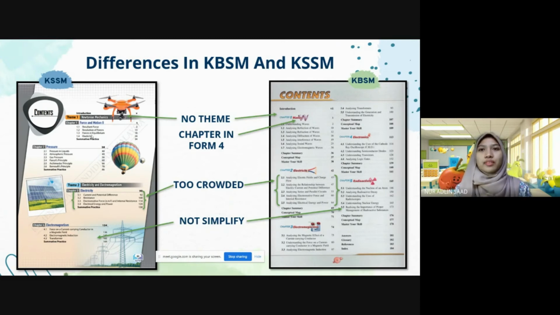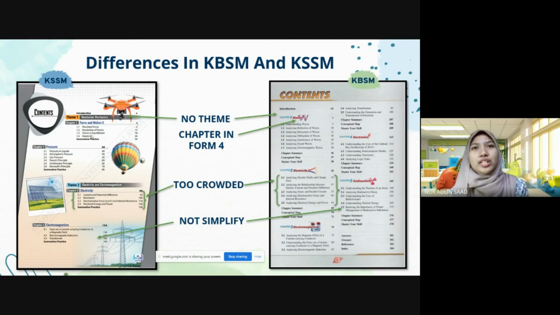Alright, so I take another example, electricity. So many subtopics there, right? In other words, it is not simplified enough. What I mean when I say it's not simplified, can anyone here guess why I thought like that? Don't know, right? Instead of giving a long sentence and making students confused, we can just give the main subtopic like the KSSM, which is pressure. Alright, chapter 2, pressure.